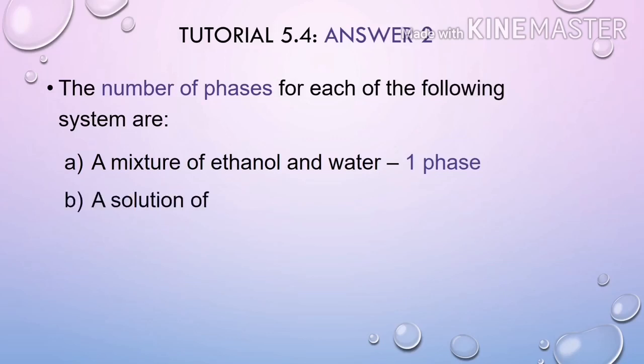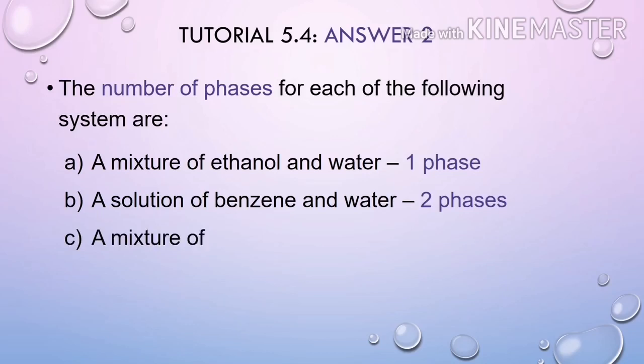A solution of benzene and water has two phases. It is because benzene and water have different intermolecular forces. Therefore, benzene cannot dissolve in water. They form a heterogeneous mixture. We can see two layers are formed.